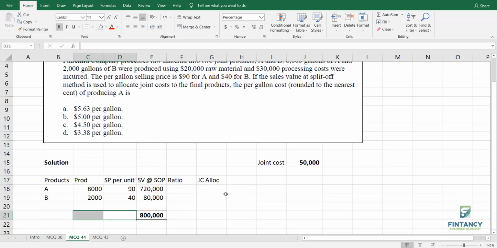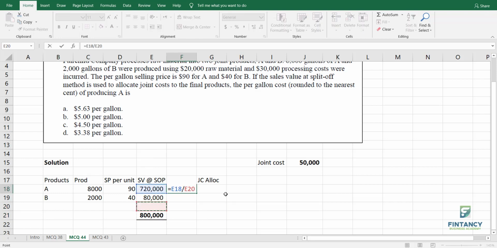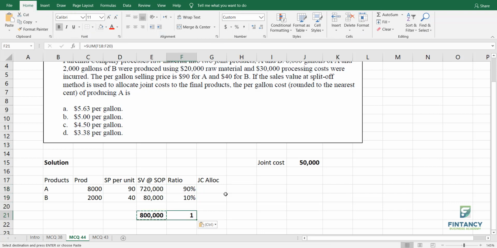It is 800,000, right? Now I will take the ratio. So this divided by this, you can fix it like this and this. Okay, my friends, and your total should be 100%. Easy, difficult? Very easy, right? This topic is very easy.